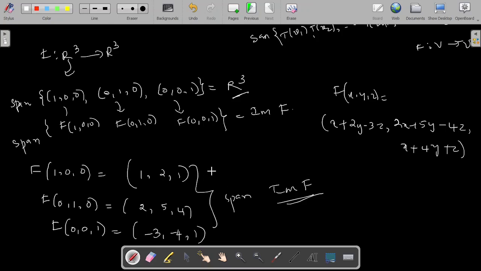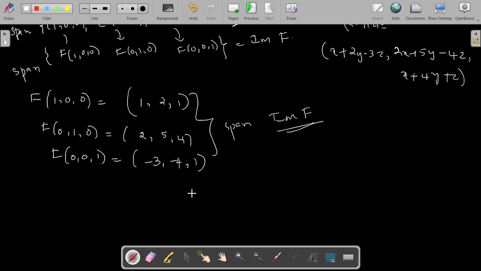Therefore, now we have to check, are these three vectors linearly independent or not? I can't conclude this itself is a basis. I have to check, is it linearly independent or not? How to check? Always you have to go with the row echelon form. So write the given vectors as rows of a matrix A: (1, 2, 1), (2, 5, 4), (-3, -4, 1). Then convert it into row echelon form.